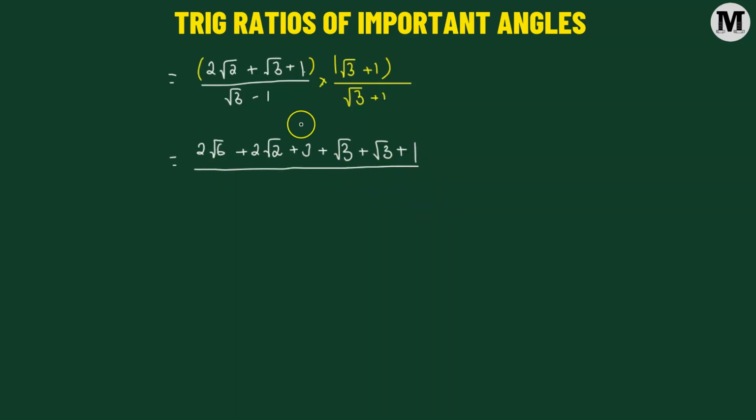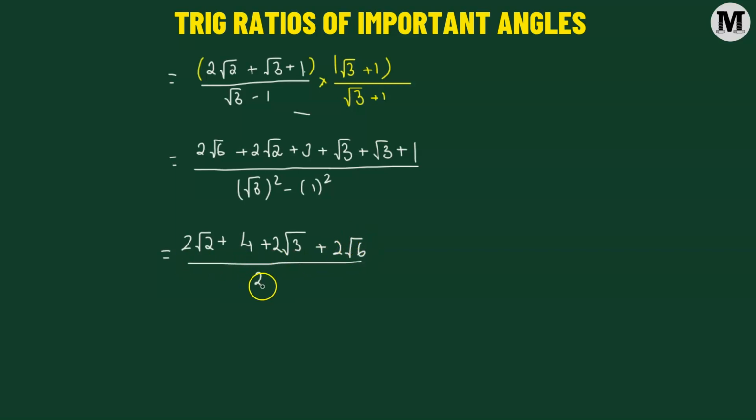Now what do we have here? We have the product of square root of 3 minus 1 and square root of 3 plus 1. So that should equal square root of 3 whole squared minus 1 squared. That's the difference of squares. So let's further simplify. We have 2 times square root of 2 added to 3 plus 1, which will be 4. Then we have square root of 3 plus square root of 3, that's going to be 2 times square root of 3, added to 2 times square root of 6. And in the denominator, we have simply 2.